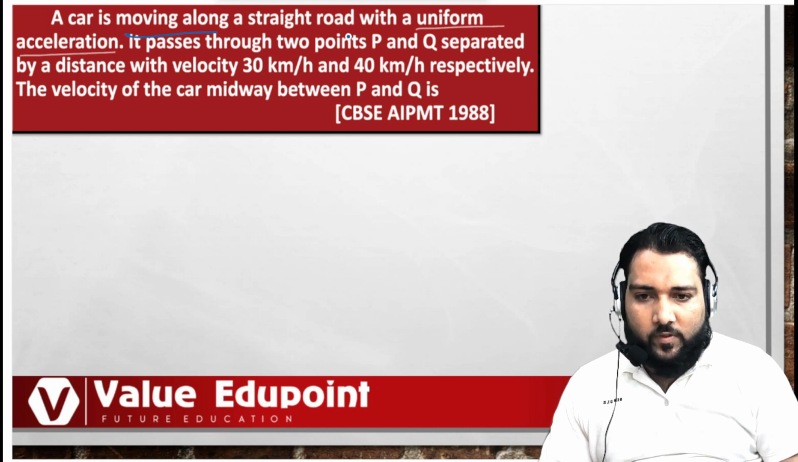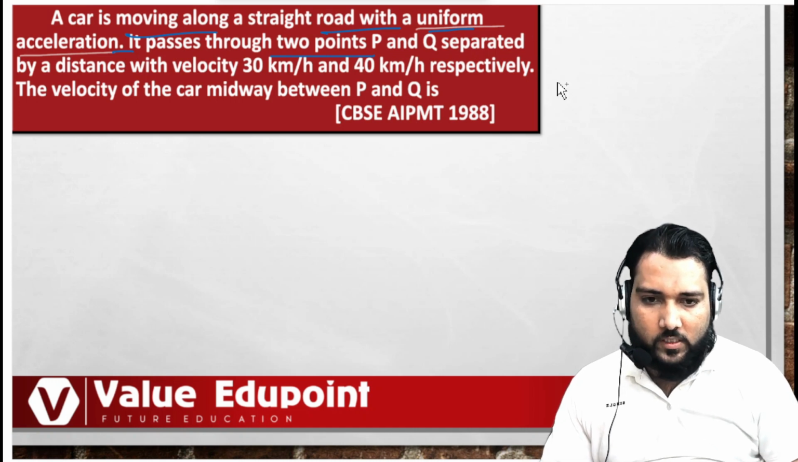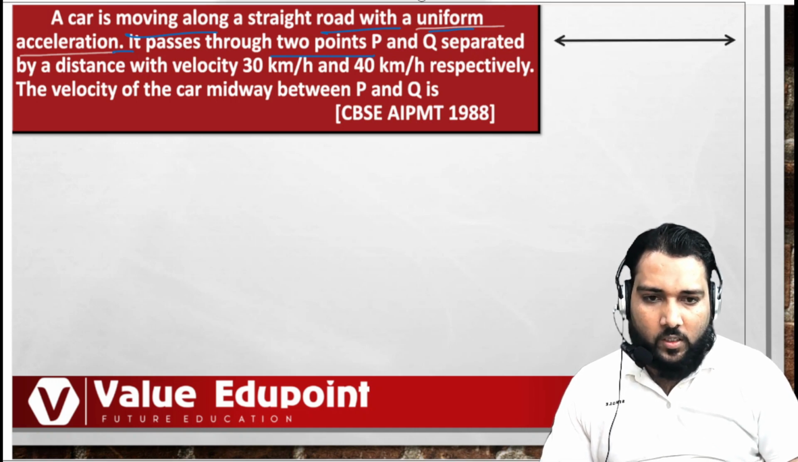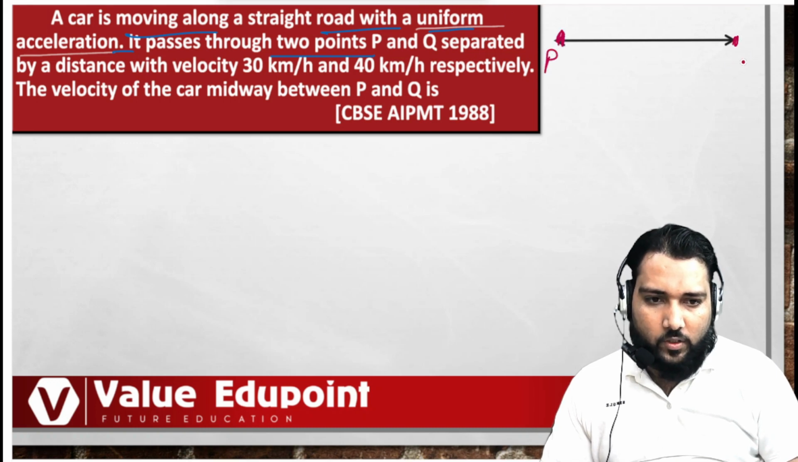Okay, guys, a car is moving along a straight line with a uniform acceleration. It passes through 2 points. What is happening in this question? Look at this. This is the point P. This is the point Q. This is the midpoint, we say that is the R point.